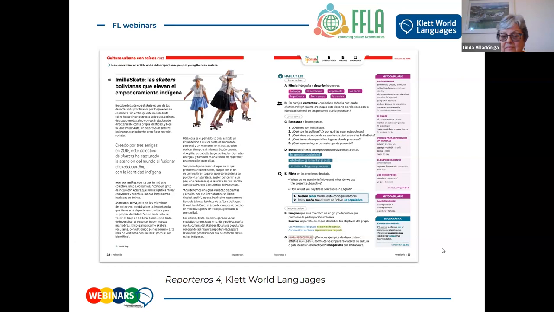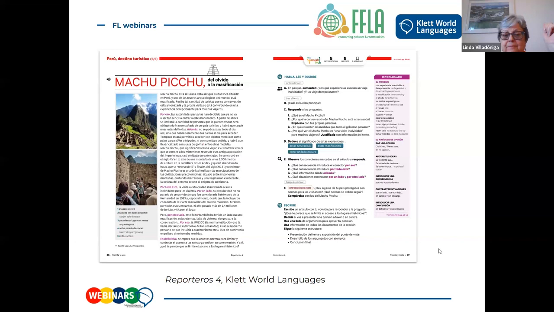And then they're going to read about Machu Picchu, of course, because we're in Peru. Answer some questions. There's vocabulary here. This would be the key vocabulary. This is long, so this is the key vocabulary. You might want to do a vocabulary chart.